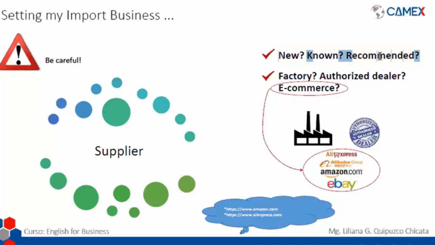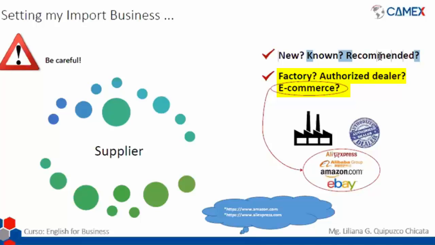Also, after knowing these kinds of suppliers, you can also know that we can have a supplier that is a factory. It means a company that is producing what we're going to sell. We can also have an authorized dealer.